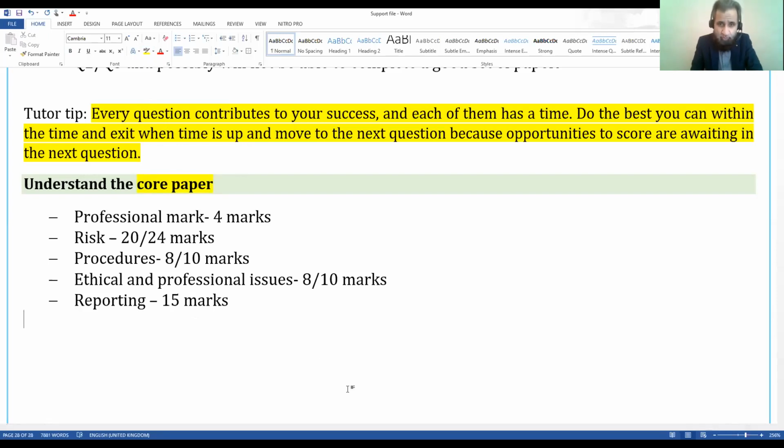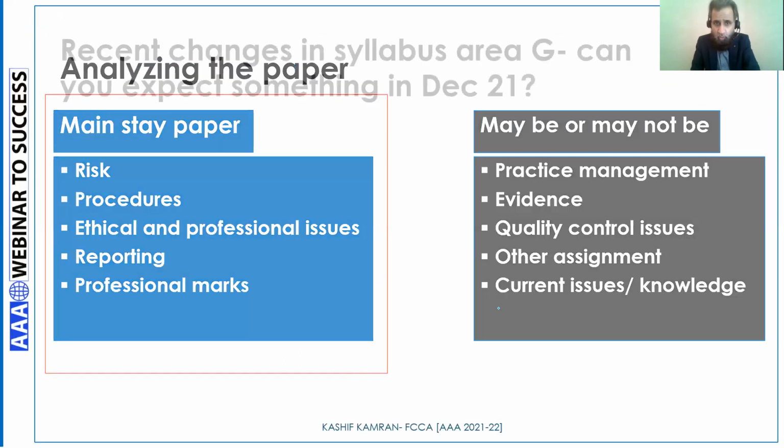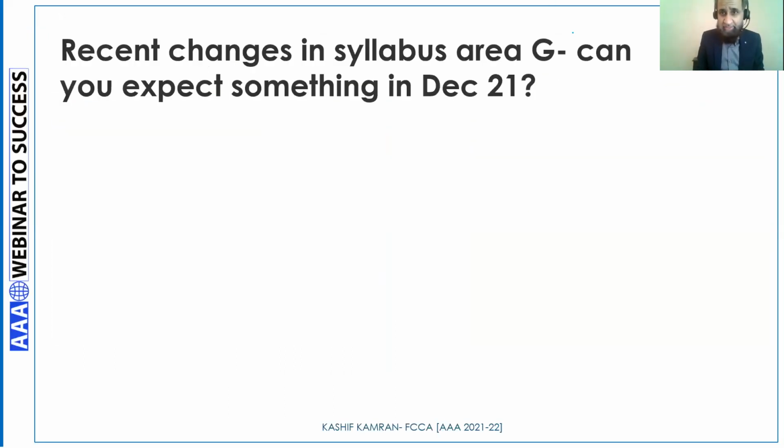Should we move back to the presentation? Core and the non-core. Recent changes in the syllabus area G. Can you expect something in the December 21 exams? Now, I was very vocal that whenever a current issue comes in, the examiner should write an article, right? But I believe things might change in future because the examiner wants the student to be aware. I think that word is very risky. In the syllabus area G, the examiner was saying students should be aware.